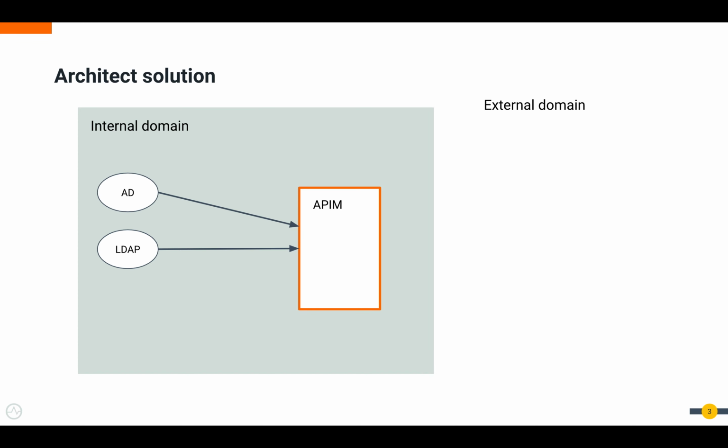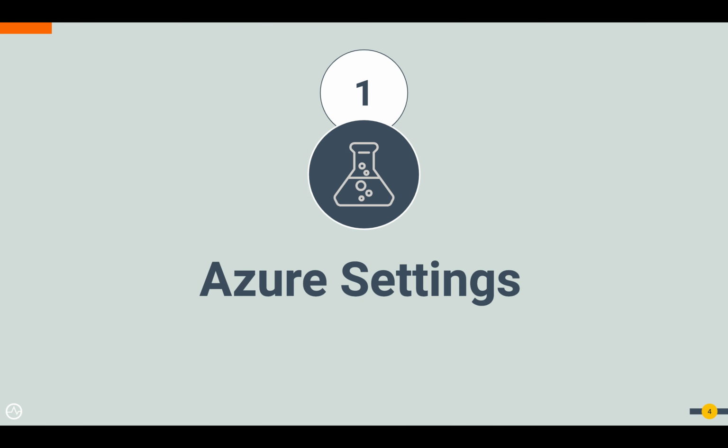WSO2 has the possibility to connect with any LDAP, Active Directory or JDBC database directly, or use any external identity provider. In today's session, we will cover the usage of Azure as an external identity provider.